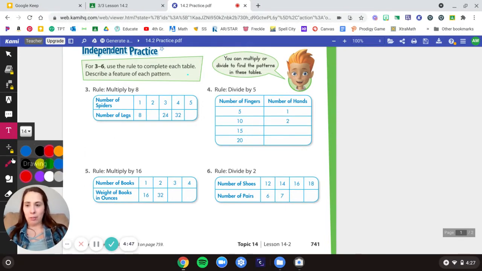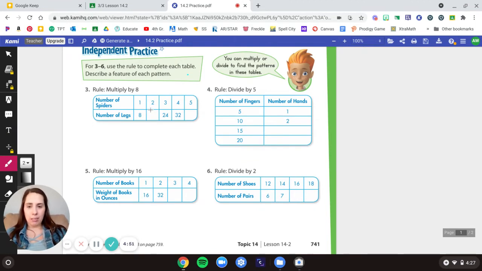Okay, so filling in our table, we know we need to multiply by 8. 2 times 8 is 16. And we know that 5 times 8 is 40. So those were our two missing numbers.